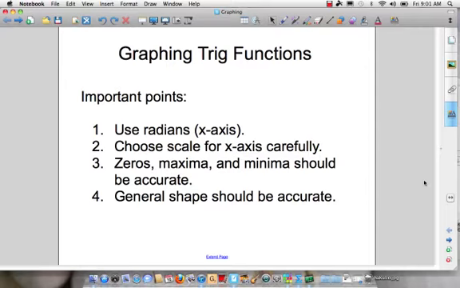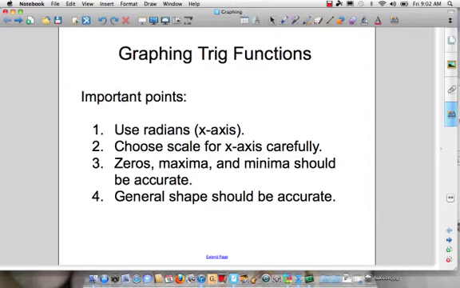A couple of important points. You should copy these points into your notes. They might not be as meaningful now as they will be after we finish our study of graphing. But we're always going to graph the x-axis with radians, not degrees. And one of the things that will be important as we start looking at more complex graphs is that you choose your scale for the x-axis carefully.